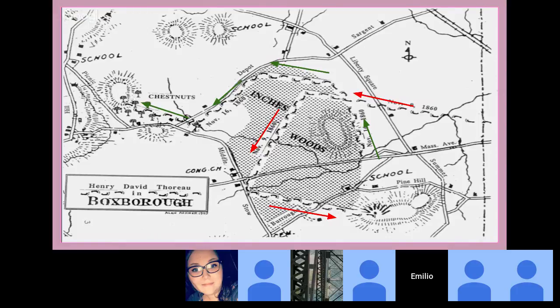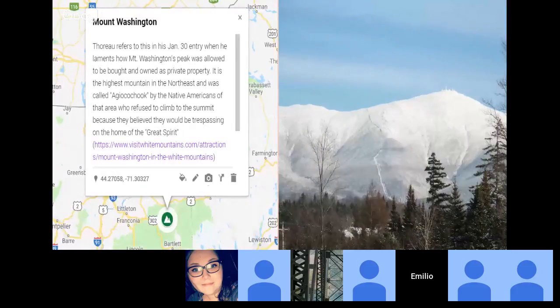Next, we have Mount Washington, which is technically in New Hampshire. And Thoreau mentions it in the January 30th entry because he was lamenting how people bought the peak of Mount Washington as private property, and that the Native Americans who originally belonged to that area wouldn't even climb to the top because they considered it sacred. So a little bit of that.